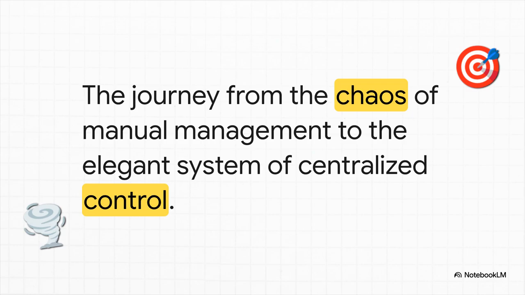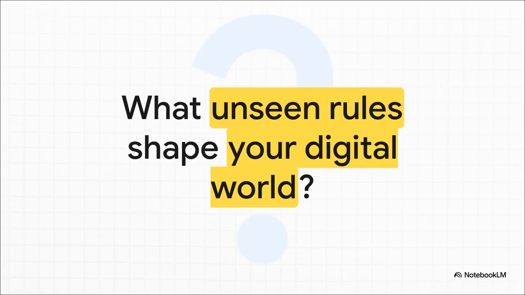So really, what we've seen is the journey from total chaos, where every computer is a wild, unpredictable thing, to this beautiful, elegant system of centralized control. It's the difference between anarchy and order in the digital world. And that kind of leaves us with one final thought. The next time you log in at work and you see your company's wallpaper or that a network printer is already set up for you, you'll know that wasn't an accident. That's an invisible rule in action. So it makes you wonder, right? What other unseen rules are quietly shaping your digital world every single day?